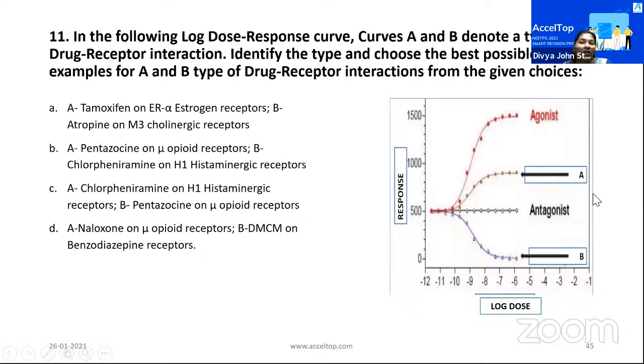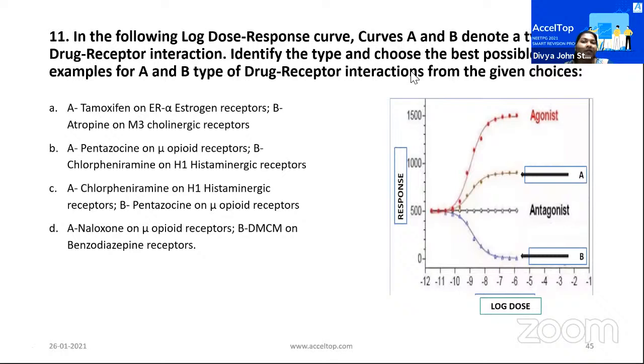So you will have to see the log dose response curve. Drug A has affinity, but it is increasing the efficacy only to a submaximal level, right? So an agent with affinity but submaximal or half maximal intrinsic activity is nothing but a partial agonist. So drug A is a partial agonist, and drug B is taking the reaction in the opposite direction, right? So that is an inverse agonist. Okay, so you are trying to identify a partial agonist and an inverse agonist.